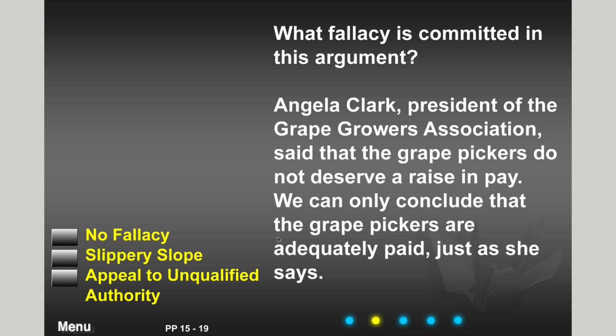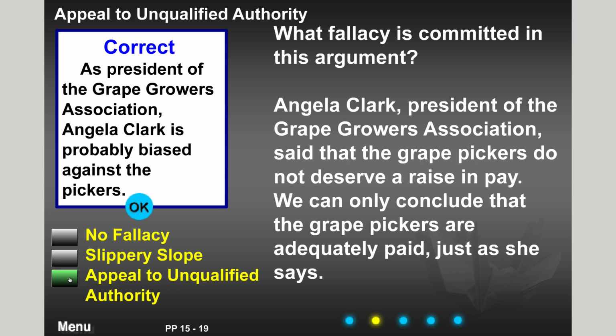So the problem here would be, is she an authority about whether the grape pickers are adequately paid? No. She's an unqualified authority. Why? She has every reason to make that argument, right? And without giving evidence for that claim, other than that she's the president of the Grape Growers Association, we can conclude only that the grape growers themselves do not want to provide a pay raise. So she's an unqualified authority. As president of the Grape Growers, she's probably biased against the pickers, right? So an unqualified authority has a prejudice or a bias, right?